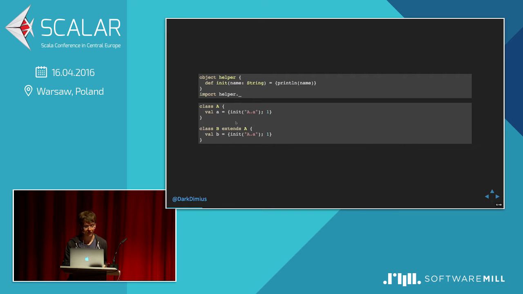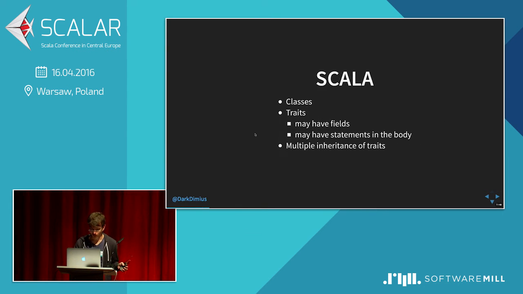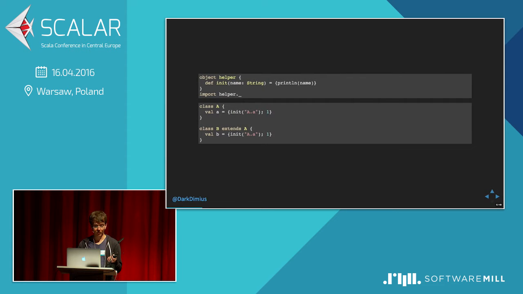So if we have a class A, just to show how the initialization order works in Scala or in Java: let's say you have a field A, which you initialize, and when you initialize, you print A.A, and you have a class B, which has a field B, which, when you initialize, you print B.B. It's quite obvious in what order the execution happens. First, the A gets initialized, and only then the B gets initialized.